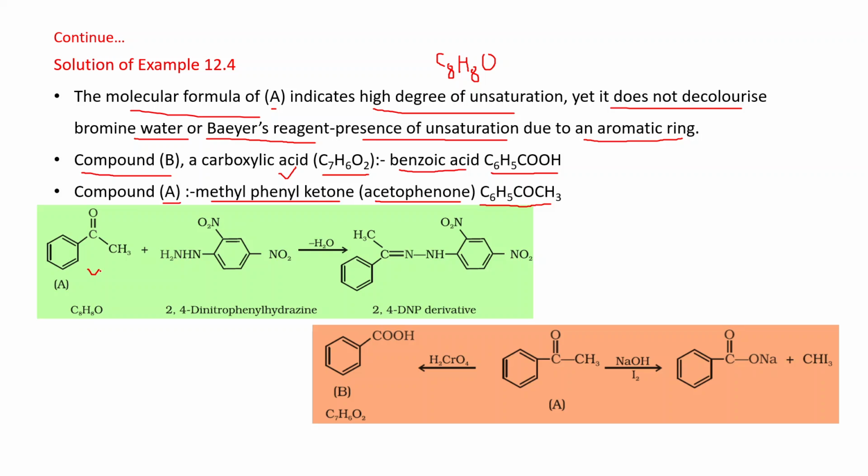This is A, methyl phenyl ketone. When it reacts with 2,4-dinitrophenyl hydrazine, the O from this and H2 from this will eliminate out and we will get this 2,4-DNP derivative. And further, when this compound A reacts with H2CrO4, that is on oxidation, it will give benzoic acid. Okay, and when this is treated with NaOH and I2, that is the iodoform test, then this will form yellow colored CHI3. These are the reactions. Okay, thank you.